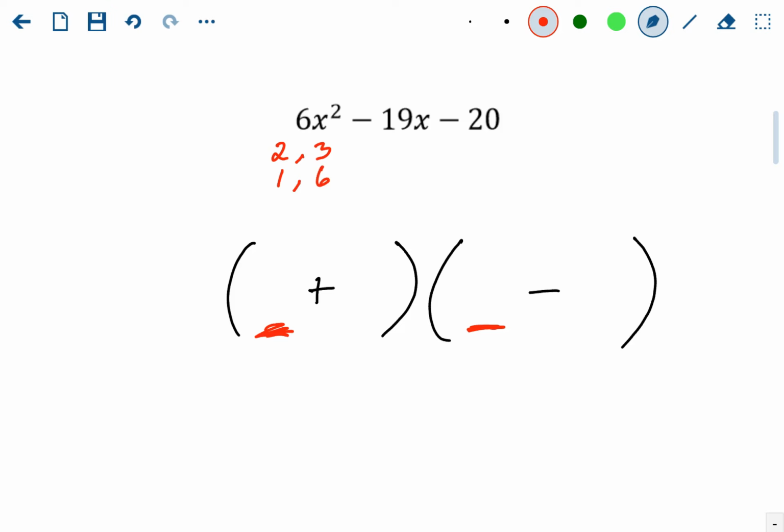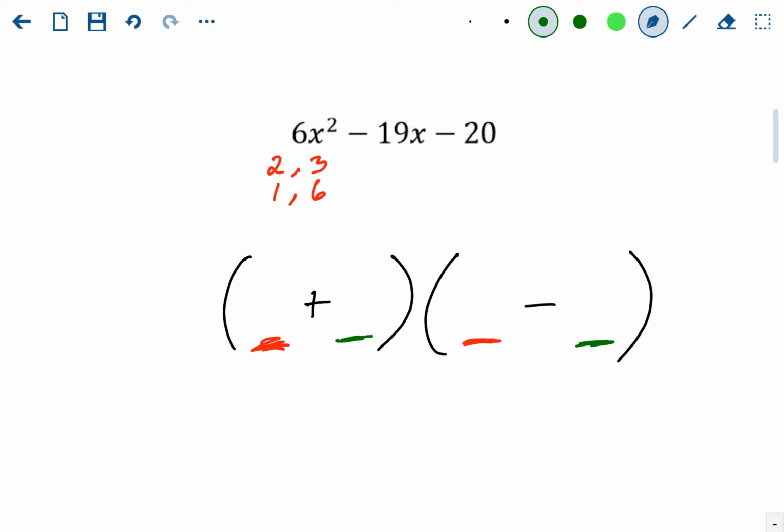And then the last slot, these two numbers multiplied together have to give us 20, so we have to think of all the numbers that could multiply to 20. That would be 1 and 20, 2 and 10, 4 and 5. So we potentially have 6 different possibilities. I'm just going to pick one to start and see what happens. If it doesn't work, we'll try a different pair.